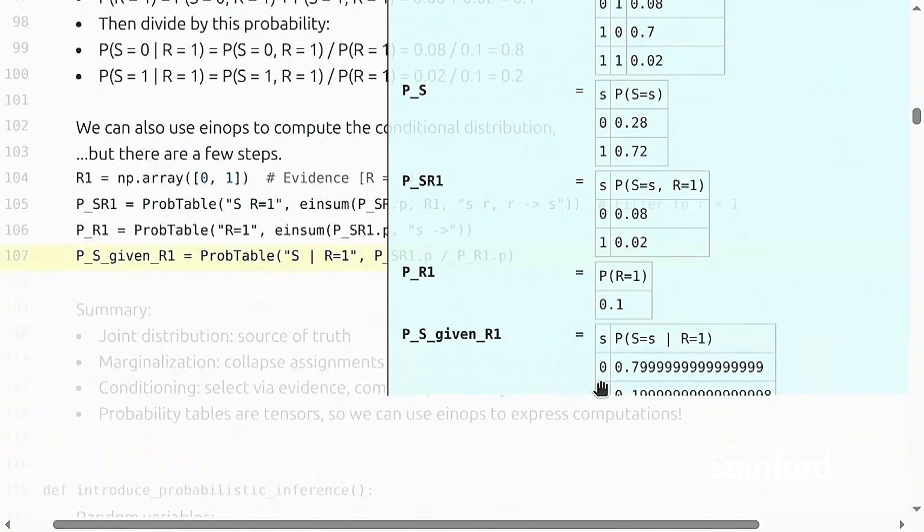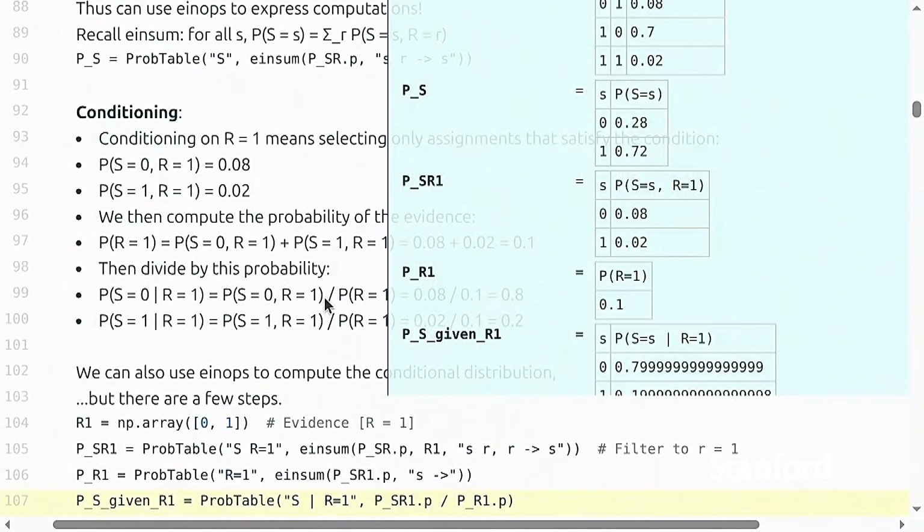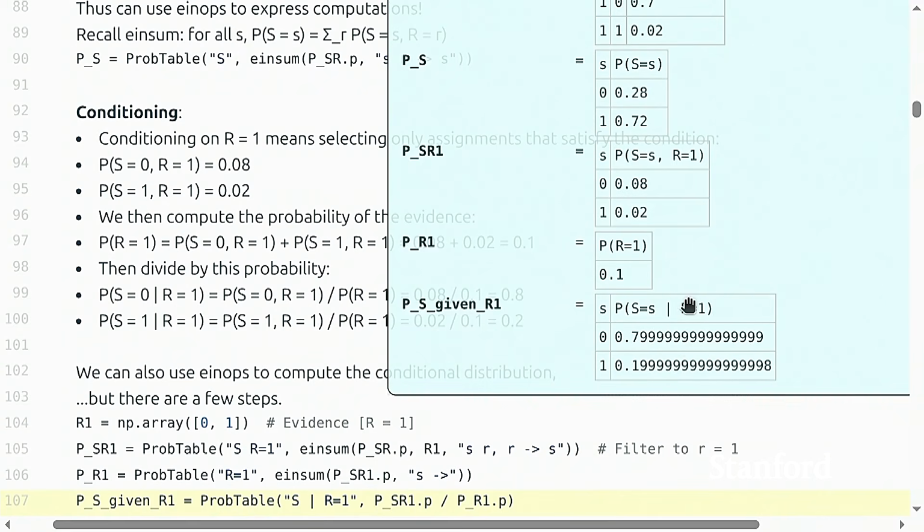And then finally, you just divide. So when you divide probability of S equals s, R equals 1, divided by probability of R equals 1, you get probability of S equals s, conditioned on R equals 1. And you can see that that gives you 0.8 and 0.2.